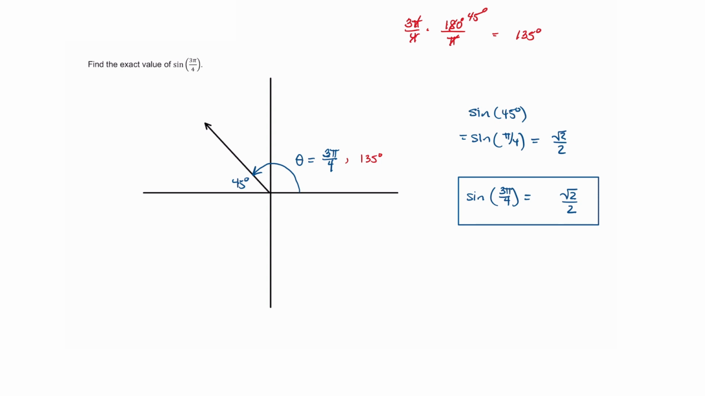And that again is because if there was a unit circle, this is where it would intercept. And that y coordinate is positive. The y coordinate is the sine of the angle. And there we have it.